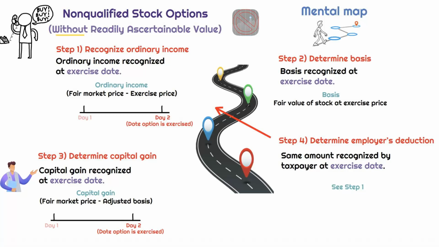And then as of step 3, we're going to determine the capital gain at the exercise date. Okay, so the capital gain at the exercise date would be the fair market value less that adjusted basis that we determined in step 2.